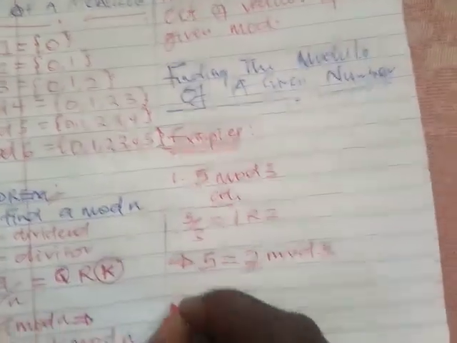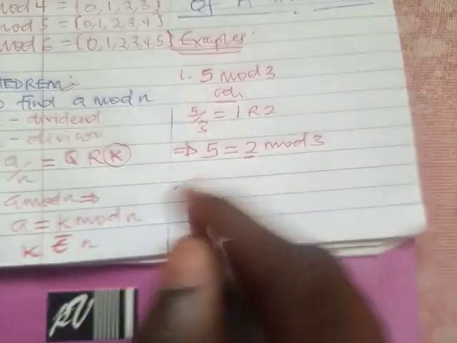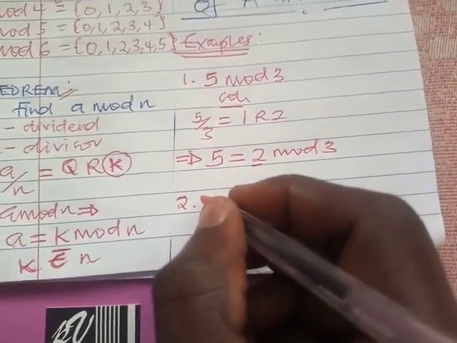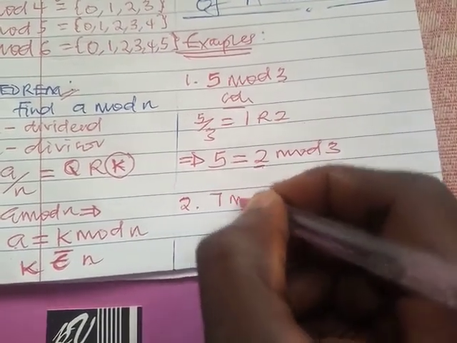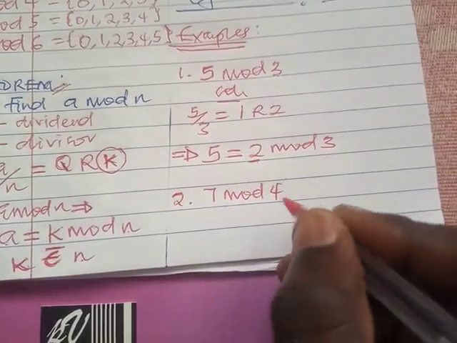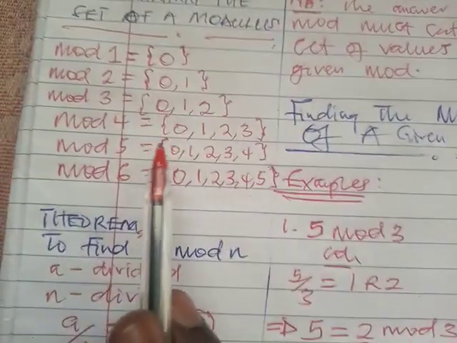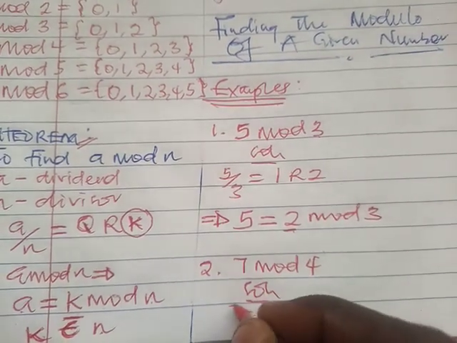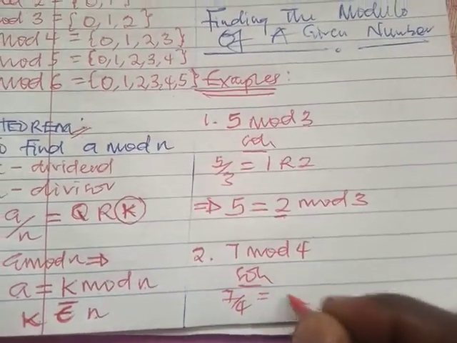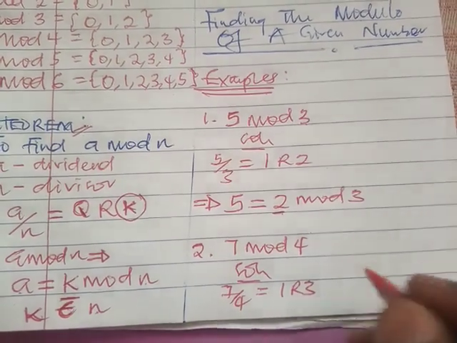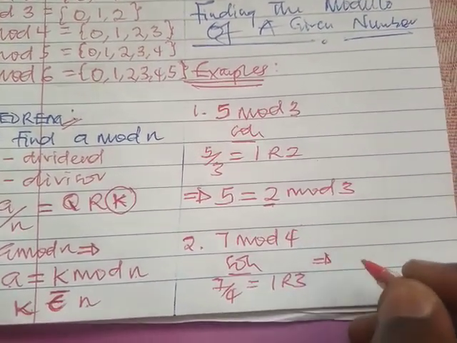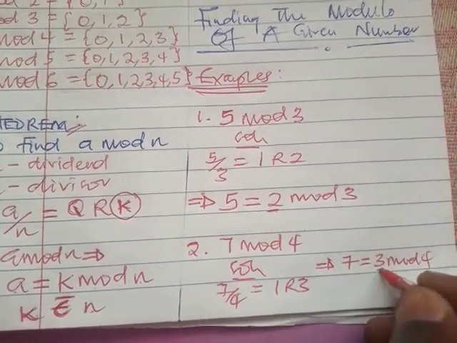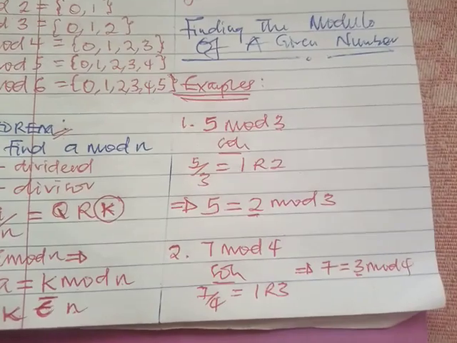Let's look at this next problem. Let's say 7 mod 4. Mod 4 is 0, 1, 2, 3. So 7 mod 4. Let's say 7 divided by 4. That's 1, remainder 3. So 7 mod 4 becomes 7 equal 3 mod 4. So it's the remainder that we want.